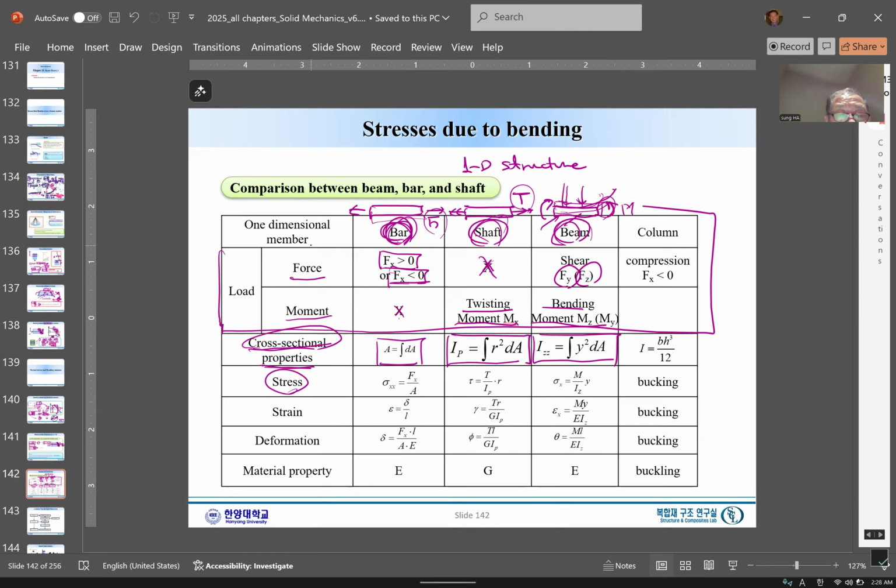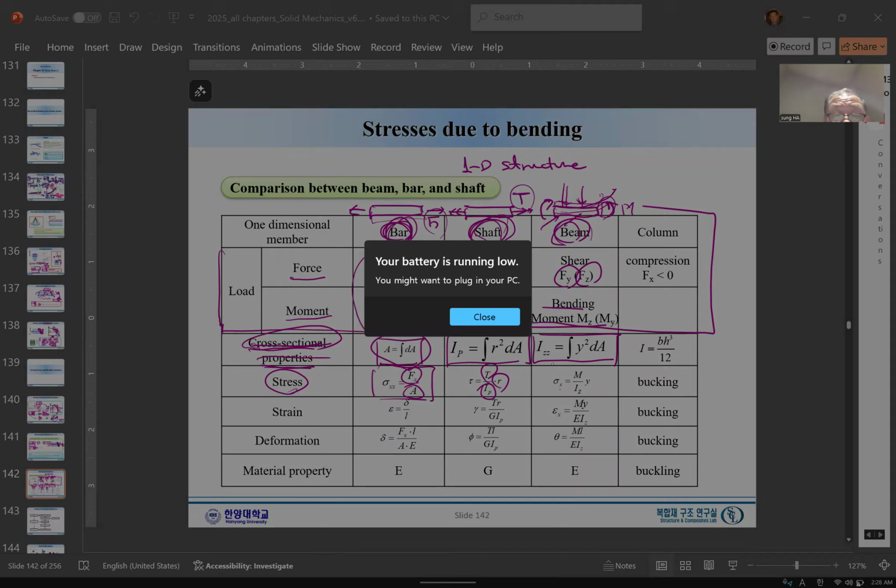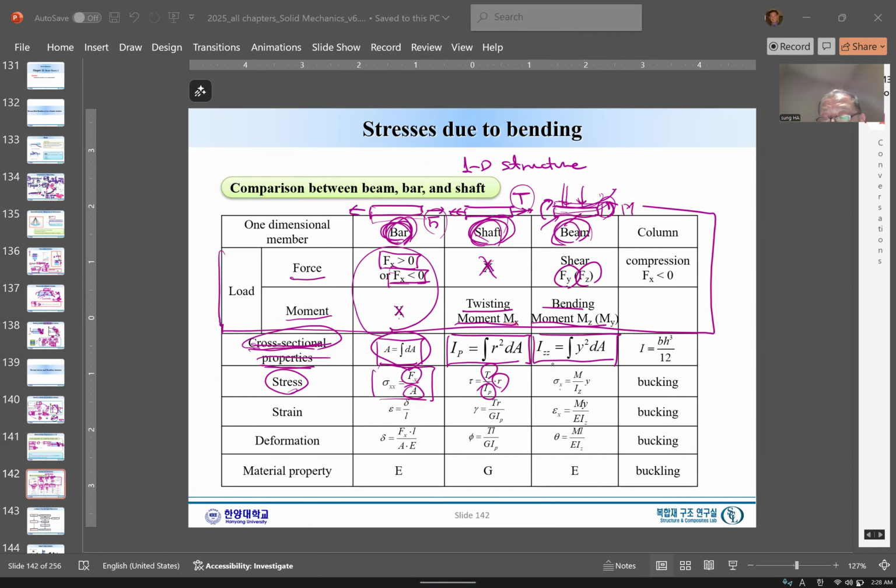So the stresses caused by this force with this cross-sectional property will be like this. For the bar, it is simply sigma x equal to force divided by A, right? And for the shaft, the stress will be a force divided by A. I just say A because this is the same kind of cross-sectional property, and it increases along the radius R. And the bending, well, we just learned that.